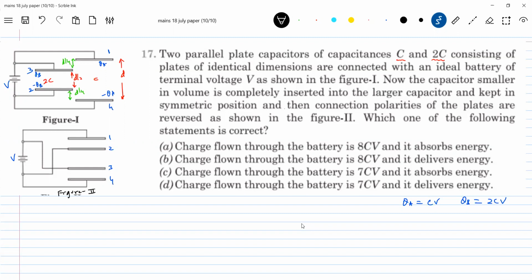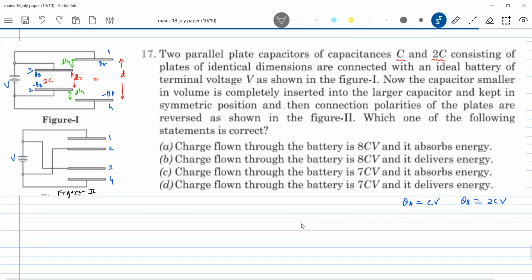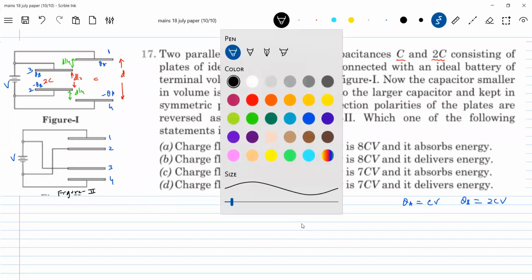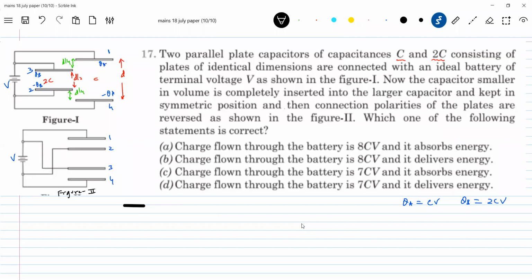How many capacitors are there? 1, 2, between 1 and 2 there's a capacitor, you check it. 2, 3 also there's a capacitor, and 3, 4 also. How are 1, 2, 2, 3 and 3, 4 connected? All of them are connected parallel to the cell. So if I redraw the circuit, it will be like this.